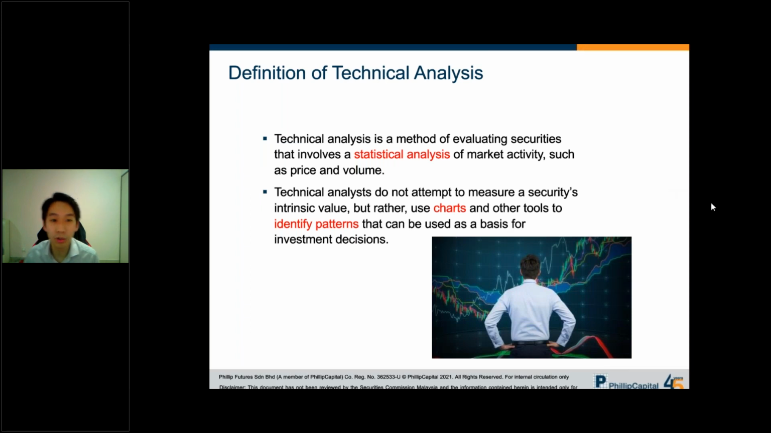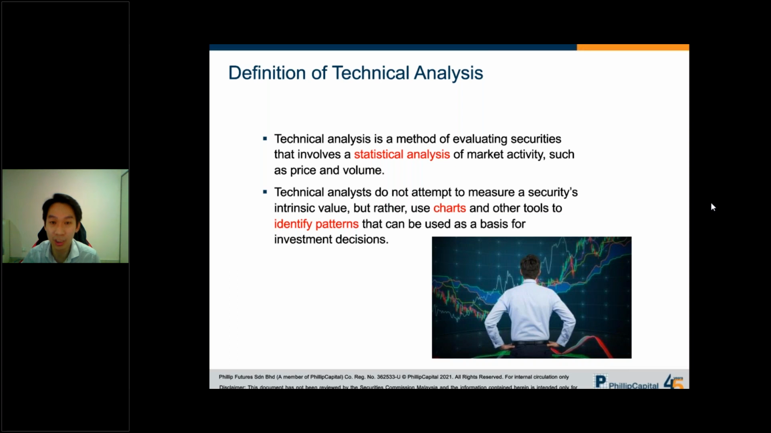Okay, so the basic definition of technical analysis. Technical analysis is using past historical data, statistical analysis of past historical data, to evaluate a security, such as using price and volume. Technical analysis does not attempt to measure a security's intrinsic value. That is usually done through fundamental analysis, where if we are trading stocks, we use the stock price and also valuation to value the stock.